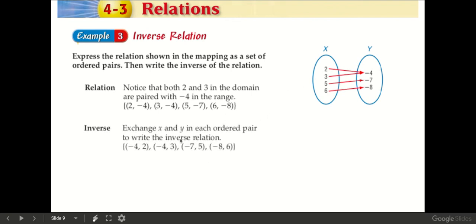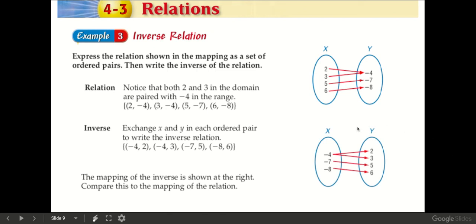And then the inverse. Again, I would just take those x and y values and flip them. So now I have -4, 2, -4, 3, -7, 5, -8, 6. Again, just notice that it's the inverse of that relation. It's just the x and y value flip. And then the mapping of the inverse is shown here on the right.